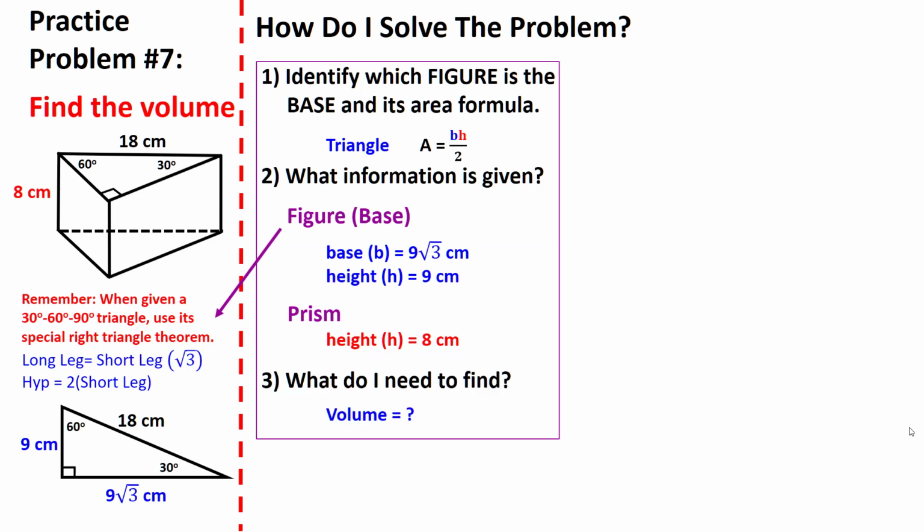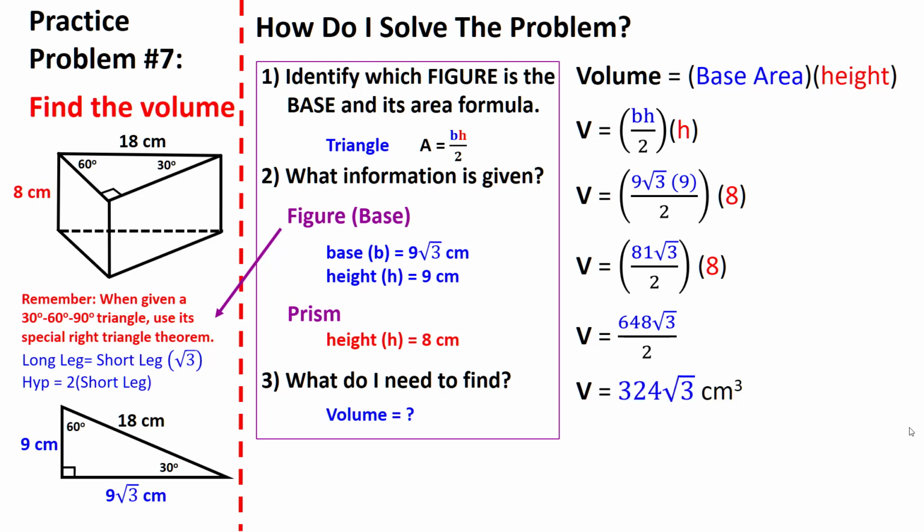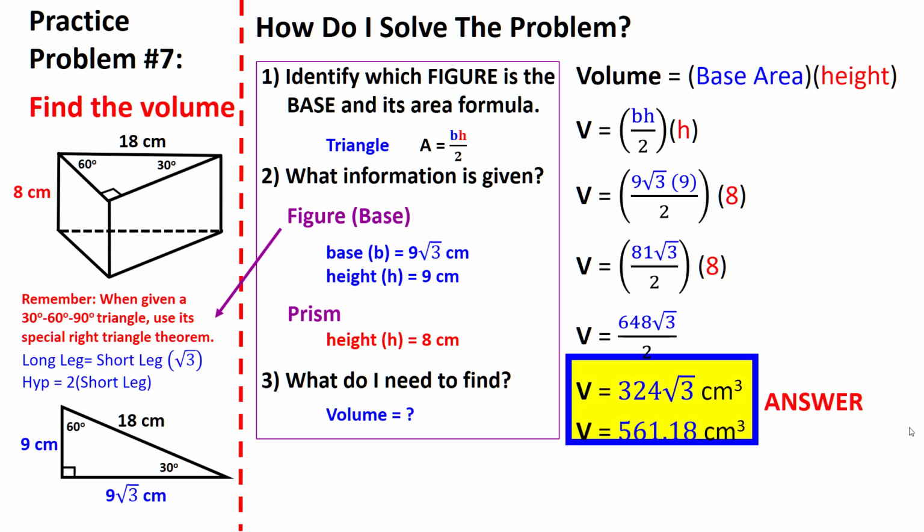Third, I write down what I need to find, the volume. Next, I always write down the volume formula, base area times height. I use substitution. 9 times 9 radical 3 is 81 radical 3. 8 times 81 is 648 radical 3. I take 648 divided by 2. I get 324 radical 3 as my answer. Or I get a decimal answer, 561.18 cubic centimeter.